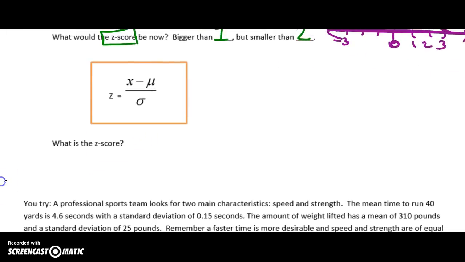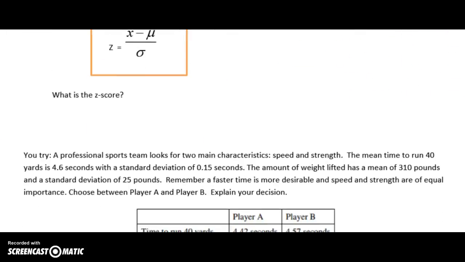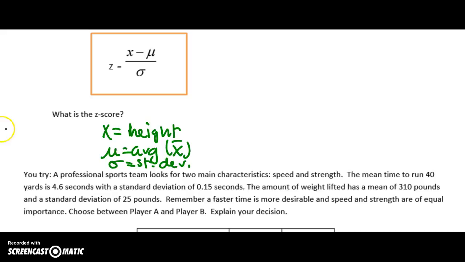So what we do is we use this little formula. Z is x minus mu over sigma. So x would be the guy's height. Mu is our average. We've been using x bar up until this point. Mu is just our Greek letter that's basically saying the same thing. Sigma is our standard deviation. So if we take z, this individual's height was 73 inches.